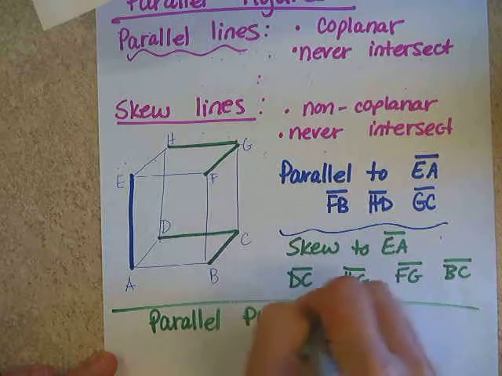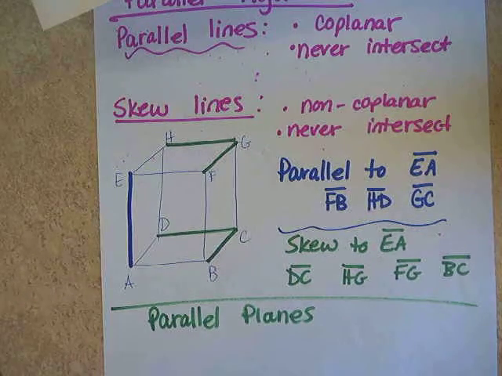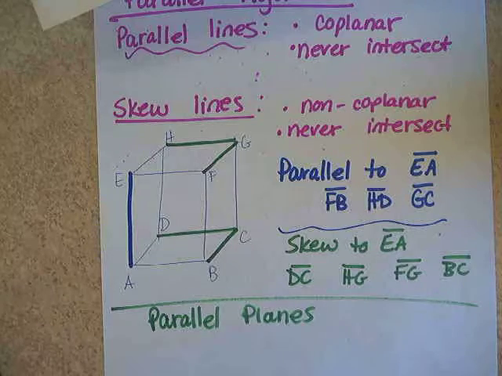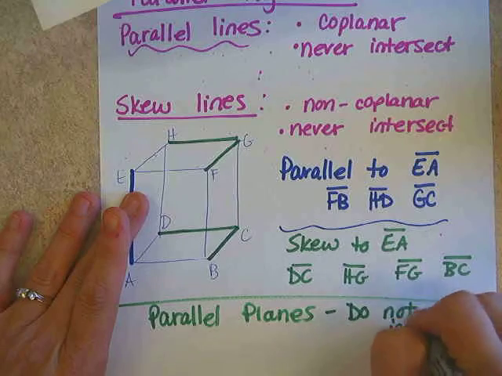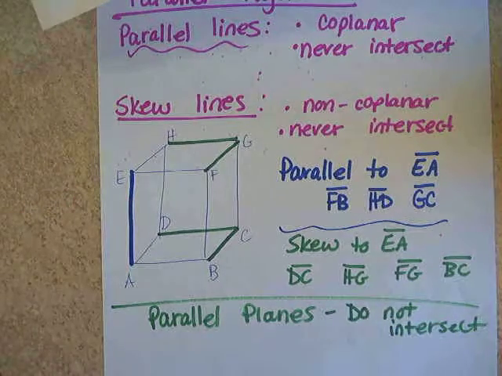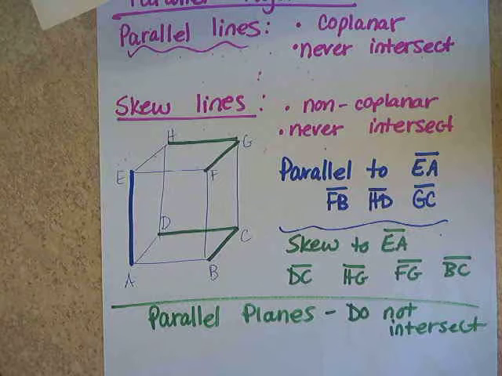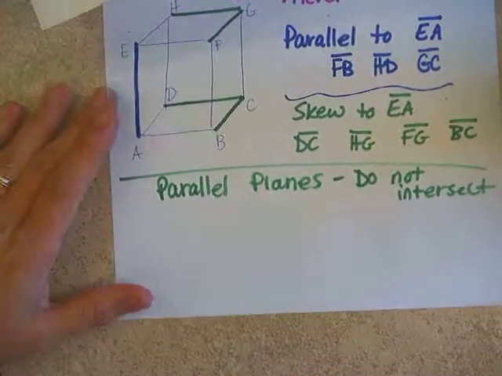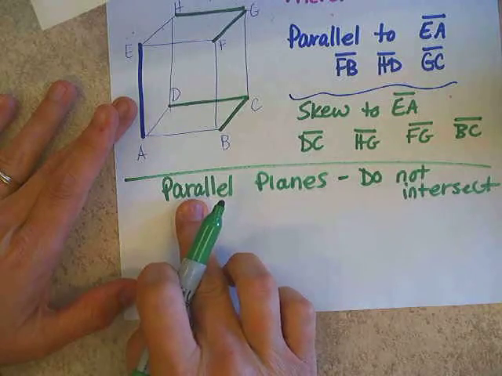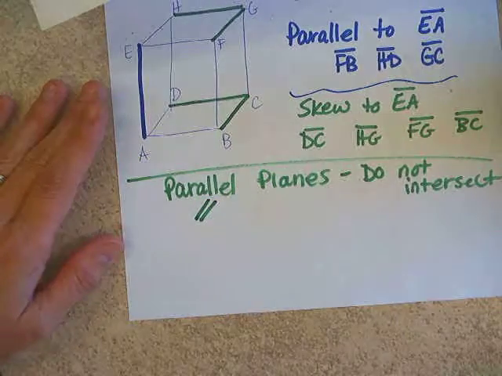Okay, last thing we need to talk about, and this is a quick one, parallel planes. Parallel planes do not intersect. They never will intersect. That would be like the top and bottom of a box, or the front and the back, or the right and the left. Okay, they truly will not ever intersect. If there was a little tilt on them, they would eventually intersect. So they either intersect or they don't.